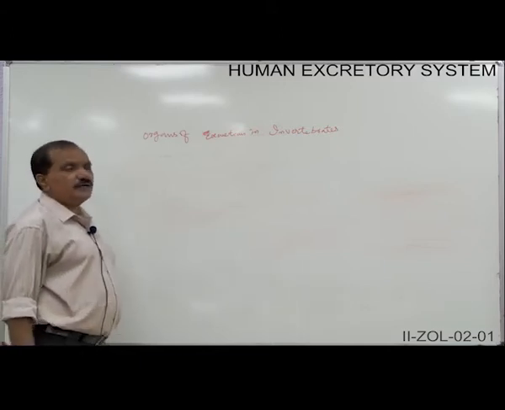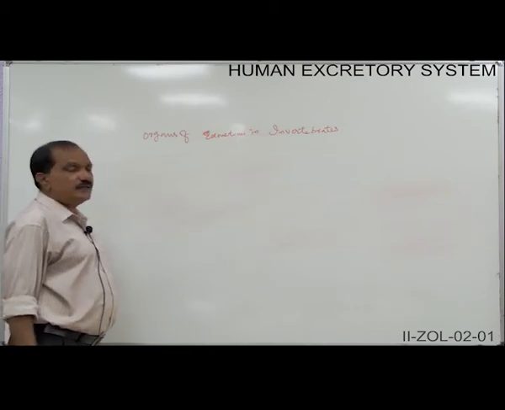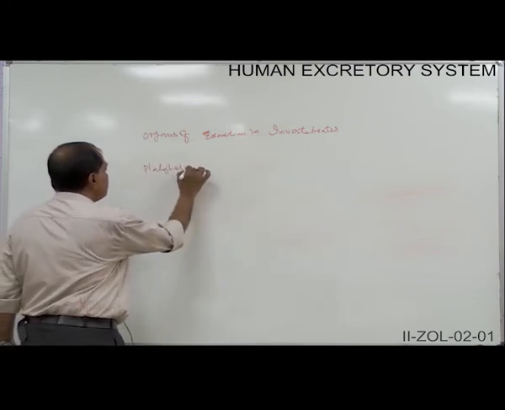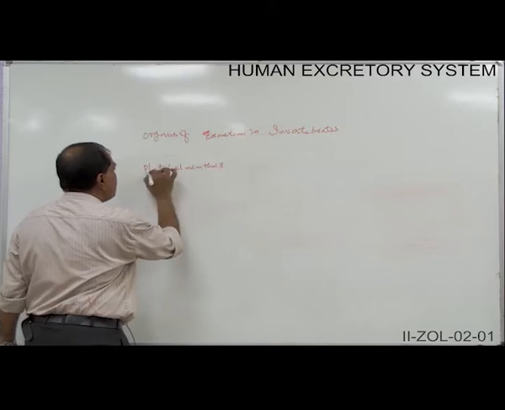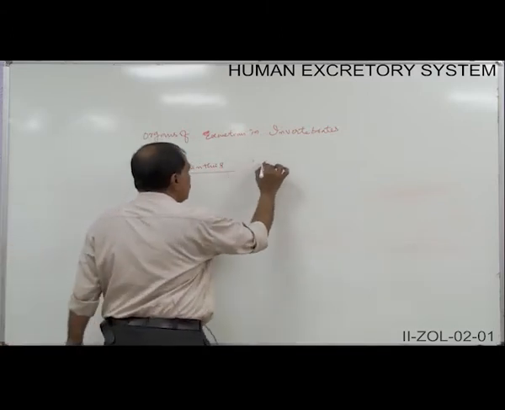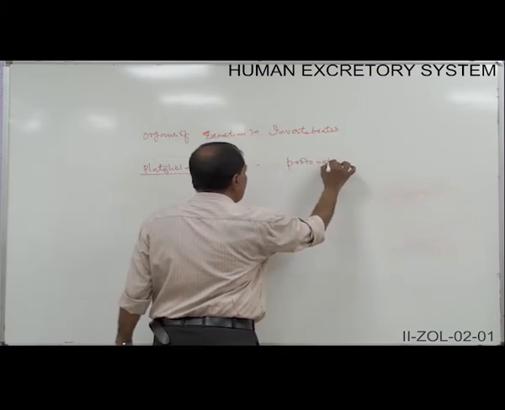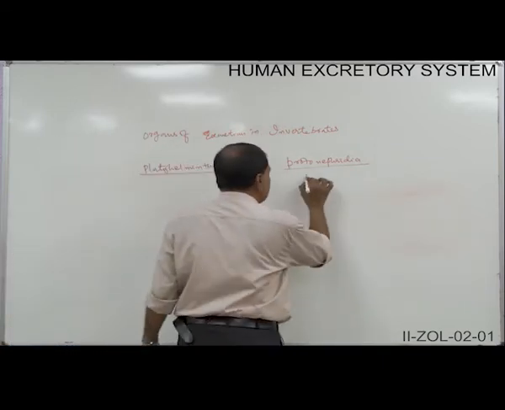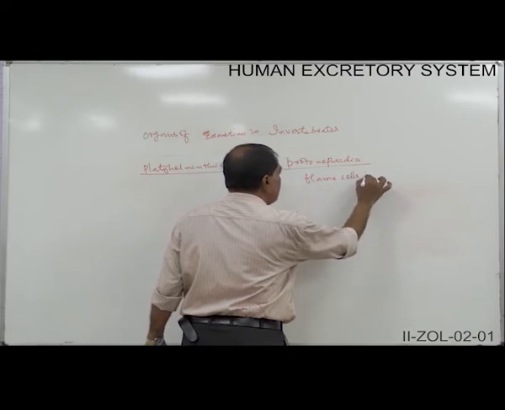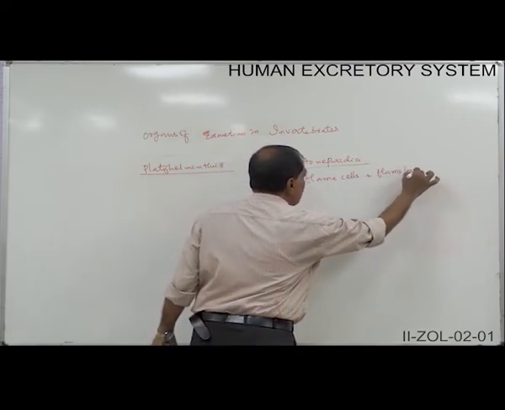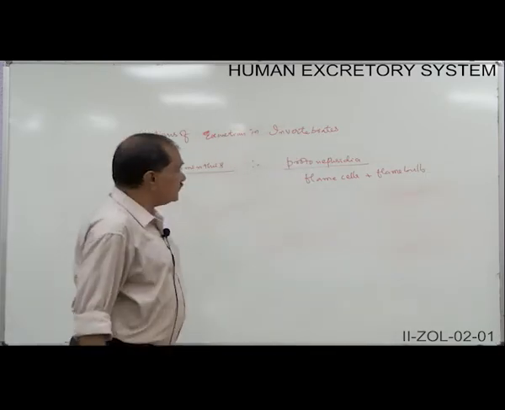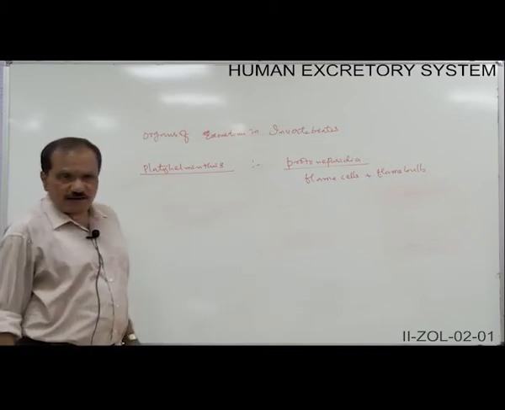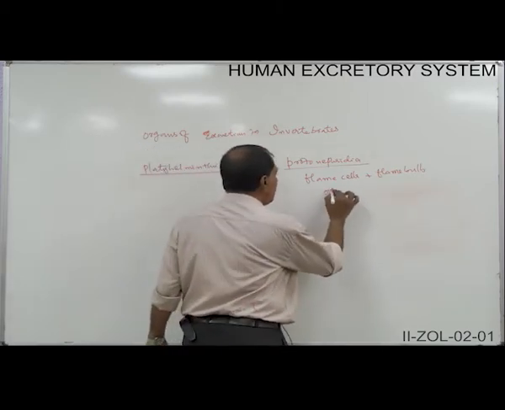Many different types of excretory organs can be seen in the different groups of animals. In the case of the platyhelminthes, we can see the first type of excretory organs, which are called the protonephridia. The protonephridia are nothing but the flame cells, which are also called flame bulbs. They are responsible to remove the excretory products. In the case of the platyhelminthes or flatworms, it is also helpful for osmoregulation too.